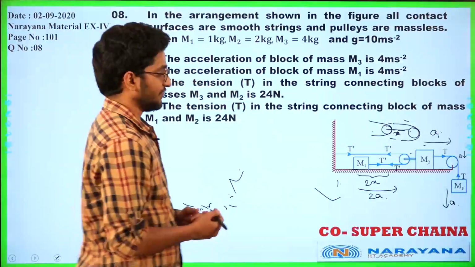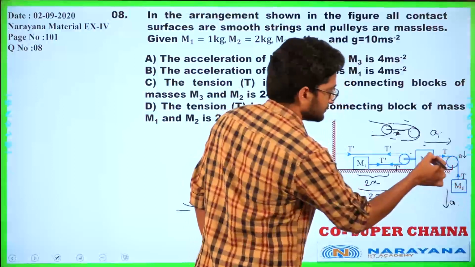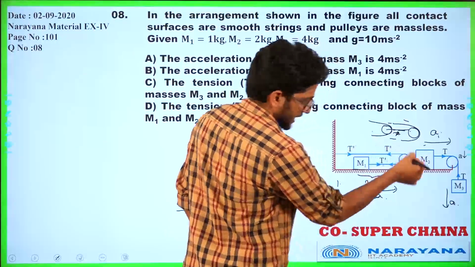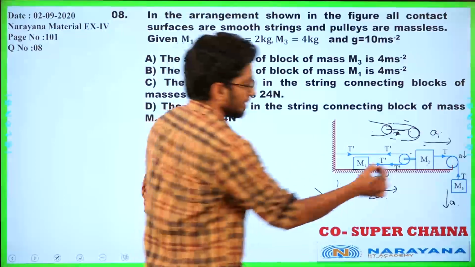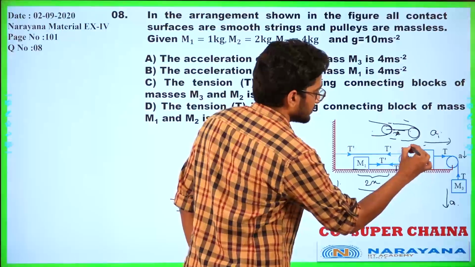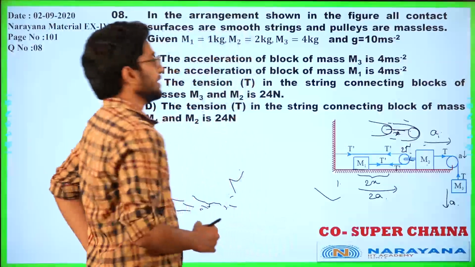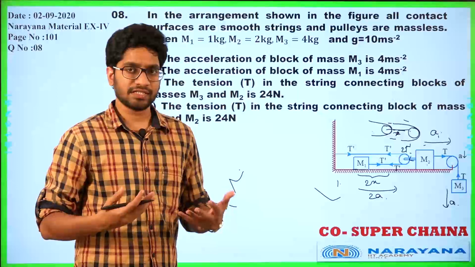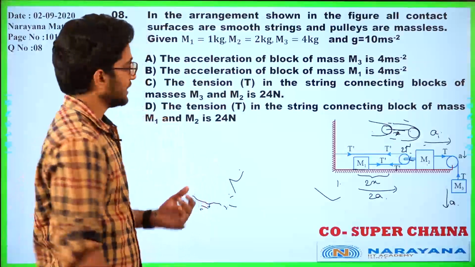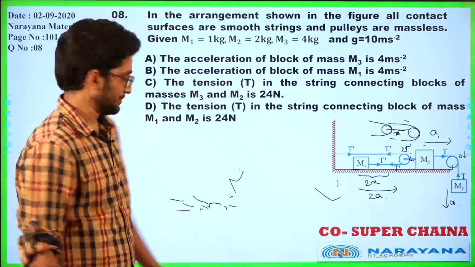Now what is the relation between tensions? If this tension is T, this is another string, so the tension in this will be different. So that is T dash, but here I have 2T dash. Now I need the acceleration of mass m3. For any acceleration, if we need to find the value of accelerations, we need free body diagrams. So let's take free body diagrams of all of them.